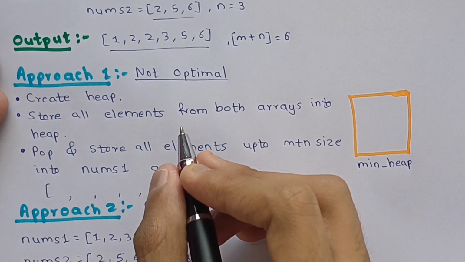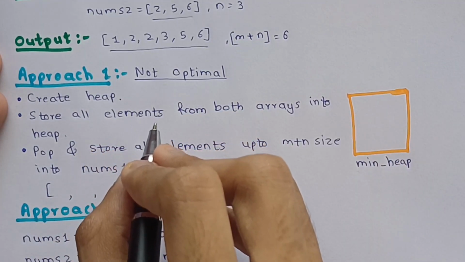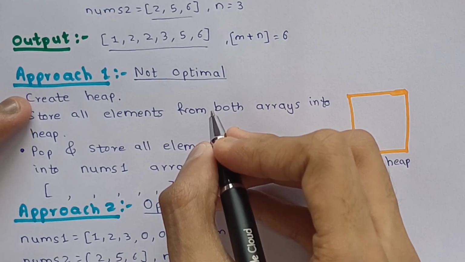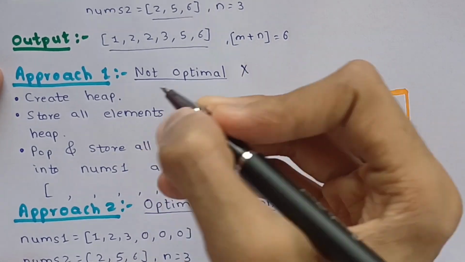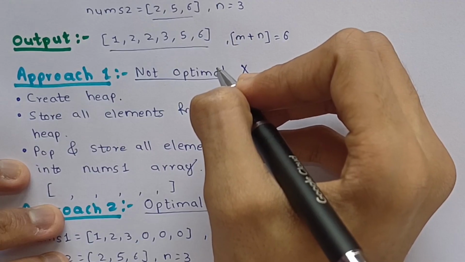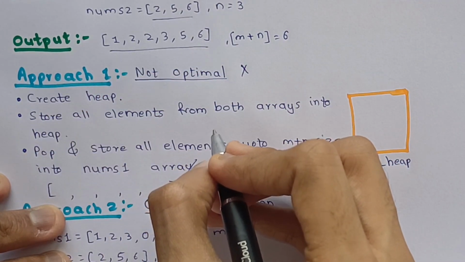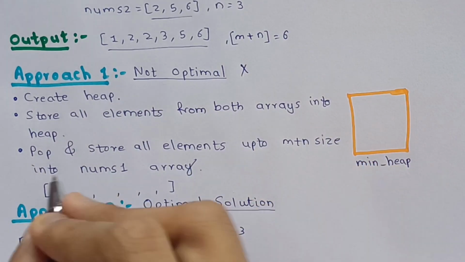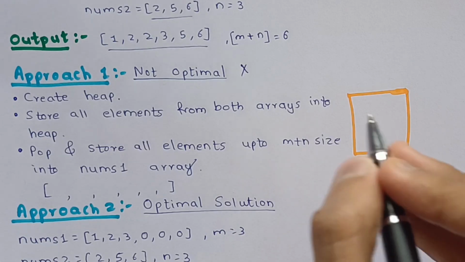The first approach is not the brute force approach and not the optimal approach either. This is only for the sake of understanding the heap. It can be solved this way, but in interviews you should not tell this non-optimal approach. You have to tell the optimal approach, which I will teach further, which is the two-pointer approach. So first we have to create a minimum heap and store all elements from both arrays, and then pop them out and store them into the nums1 array. As we are using a minimum heap, the minimum elements will be popped out first.